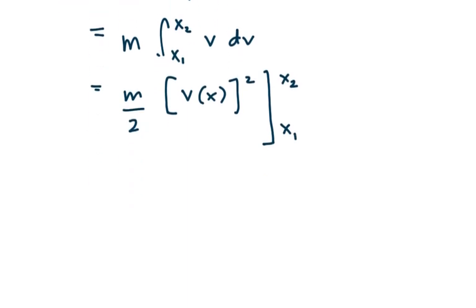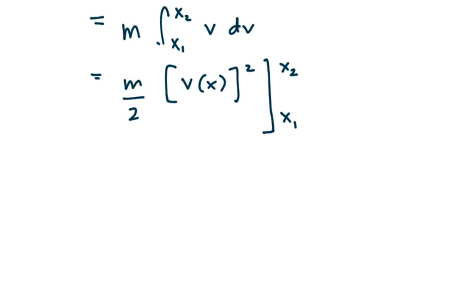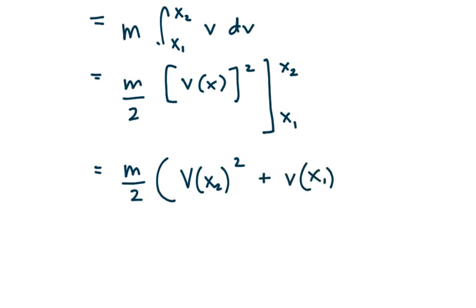So plugging x sub 2 and x sub 1 into my function, I'm going to have m over 2, and I have v of x sub 2, whatever that is, squared, plus v of x sub 1 squared. Technically, I should maybe put some square braces in here.